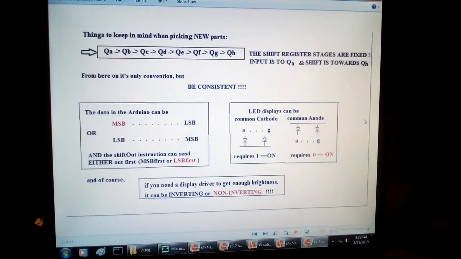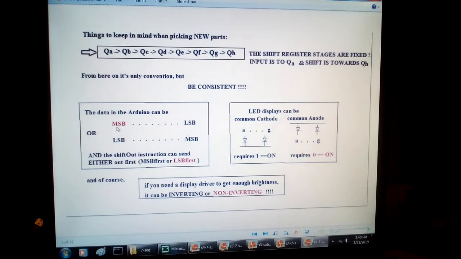Like I said, I had to switch parts from the CMOS shift register to a TTL shift register to get the drive current. Things to keep in mind when picking new parts. First of all, the shift register stages are fixed. They are burned into the sand of the chip. Input is into the QA or Q1 and proceeds down to QH. But that's the only thing that's really fixed. For the rest, you can use your own convention for whatever you want, but just be consistent about it.